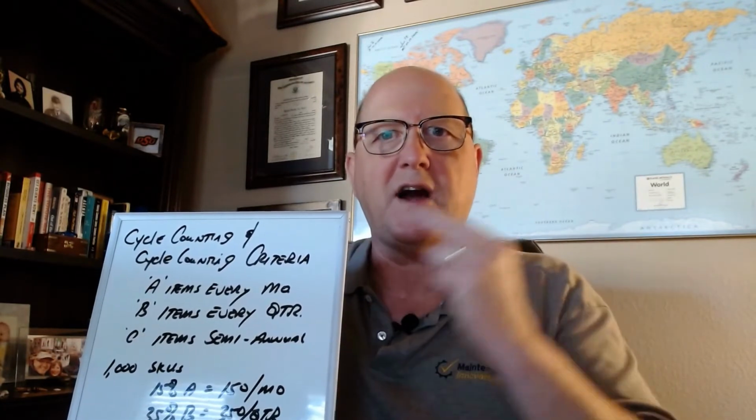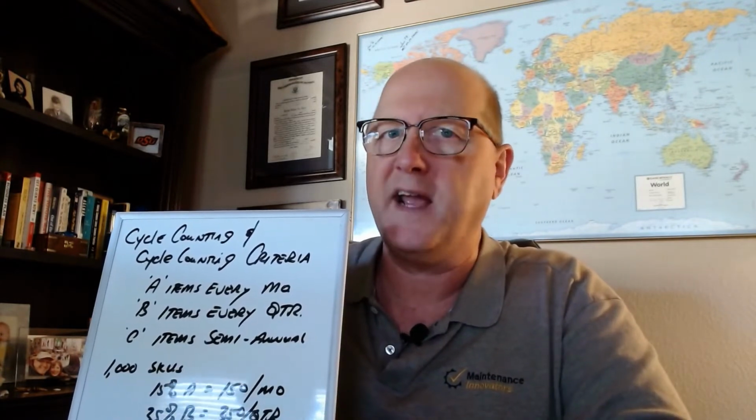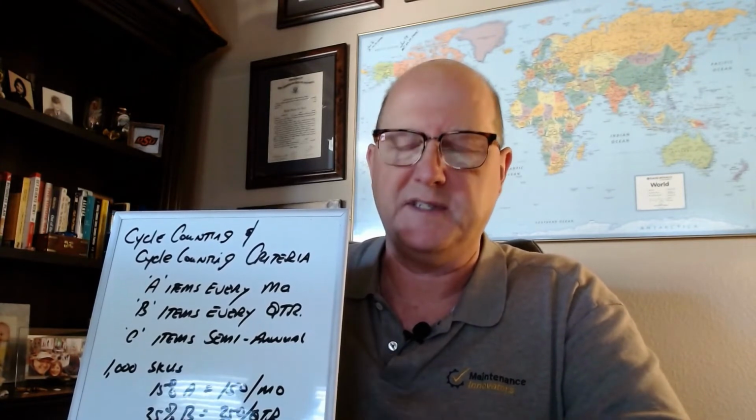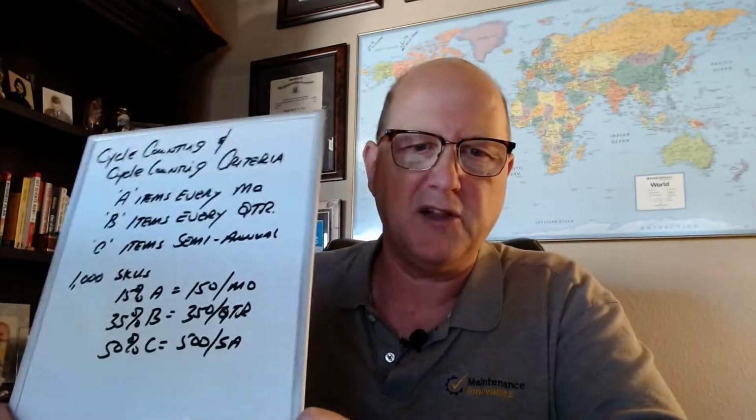In fact, in a world-class program, you've gone through your entire inventory twice per year. Of course, if you follow this, you've counted all A items 12 times in a year, you've counted all B items 4 times, and if you follow the semi-annual for the C items, you'll have counted those twice in a year.